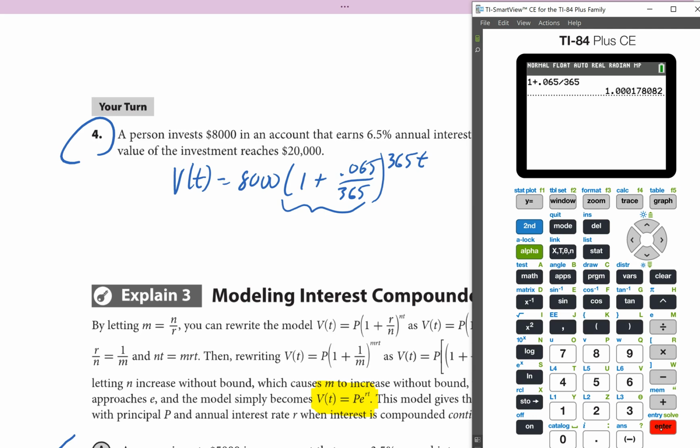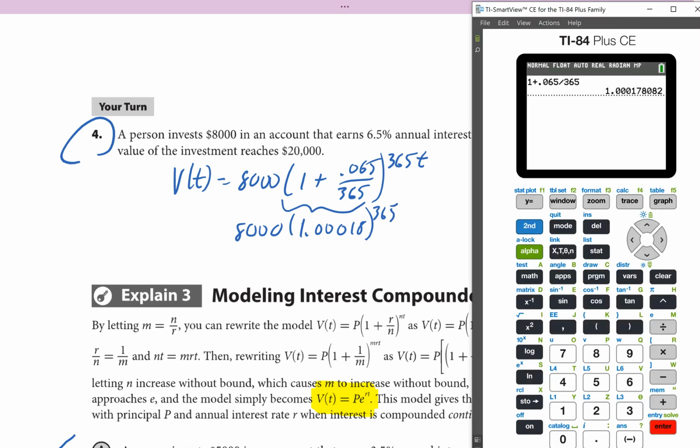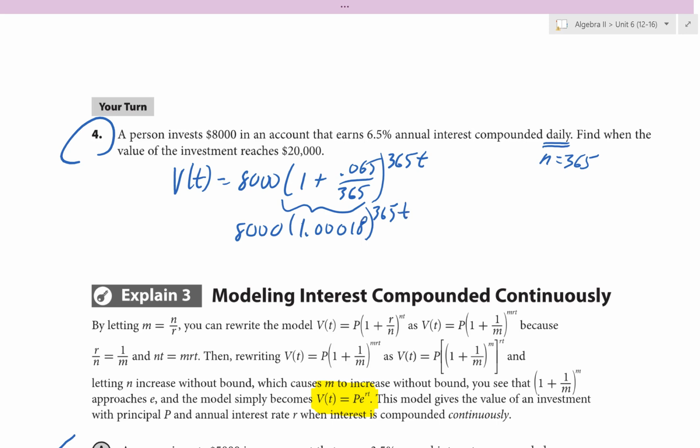Now if you use part of that decimal and say you're just going to do 8,000 times 1.00018, for example, okay, you'll get close results, but they're not going to be very accurate. The larger t value that you put in, the more inaccurate your answer is going to be. So it's generally not a good idea to do any rounding. Just type it into your calculator just like that. So leave the 1 plus 0.065 over 365 in your calculator.